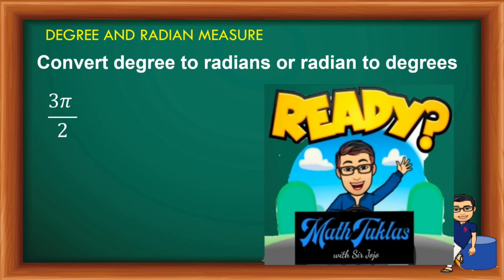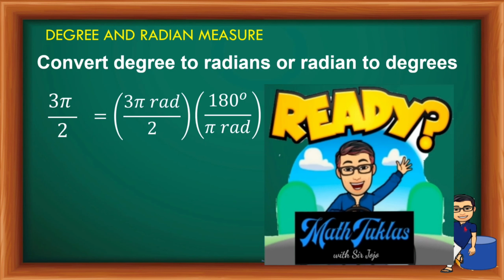How about this one? 3 pi over 2. Converting that to degrees, we need to multiply 3 pi radian over 2 by 180 degrees over pi radian. So we cancel the radian. So 3 pi times 180 over 2. And 3 pi times 180 is 540 degrees over 2. We can divide that, and the answer is 270 degrees. Hence, 270 degrees is the degree measure of the radian measure 3 pi over 2.